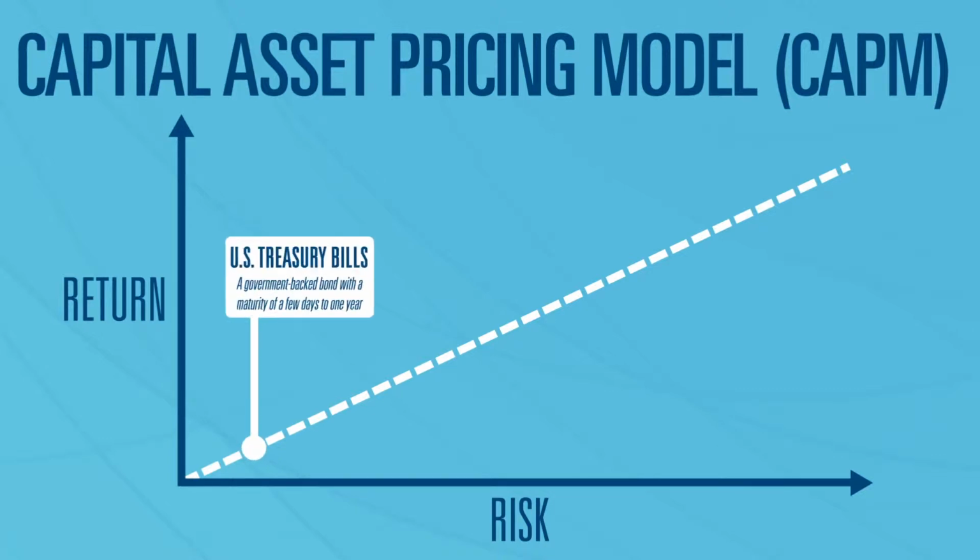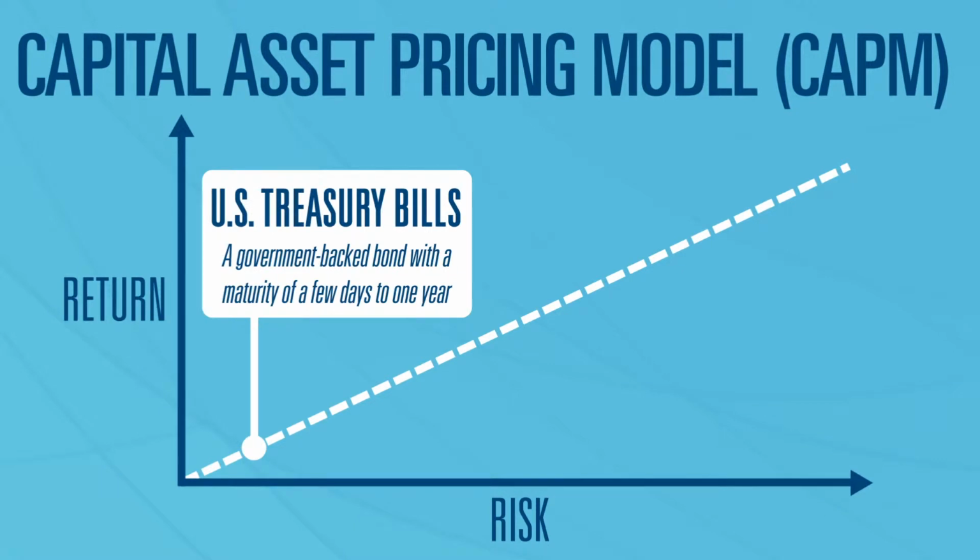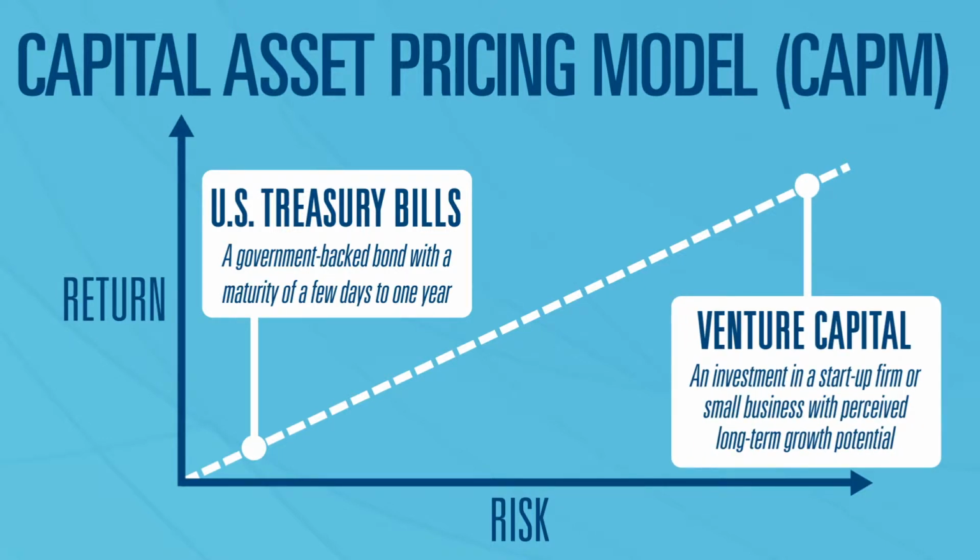For example, U.S. Treasury bills are a very safe and secure investment. They require little risk but have lower returns. Venture capital, which involves investing assets in a startup company, has higher risk because the new business could fail. But if the business takes off, the return is larger than other investments.